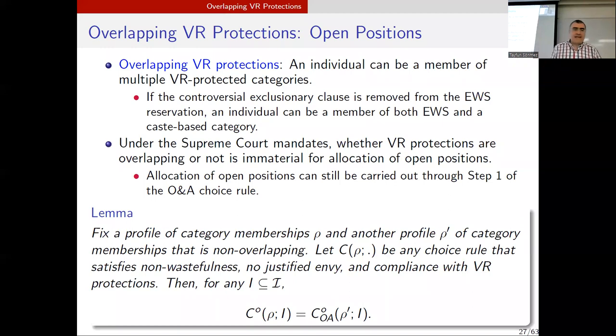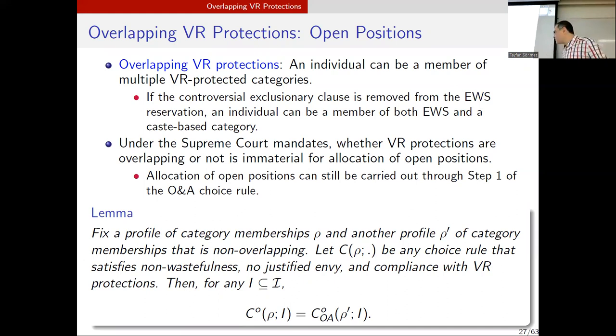So basically, fix any profile of category memberships, rho, and another profile, rho prime, of category memberships that is non-overlapping. So basically, rho can have overlapping. Rho prime is non-overlapping. I'm having this rho prime, which is non-overlapping, because I will relate things to over and above, but over and above is only defined for non-overlapping. That's why I have two membership structures here. Okay. So what's the relationship between rho and rho prime again? There's no relation. Just arbitrary.